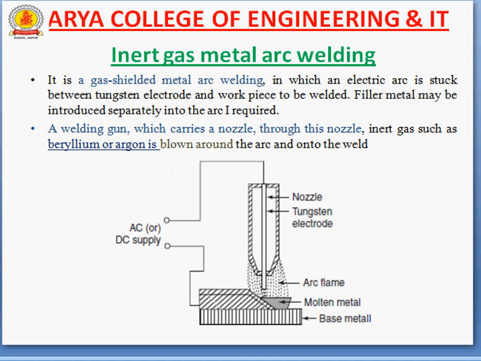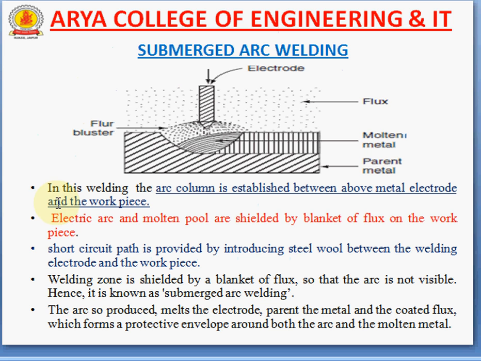Now we will discuss submerged arc welding. This welding is very simple. The arc column is generally established between the metal electrode and the workpiece. The electric arc and molten pool are shielded by a blanket of flux. We have seen in this diagram the black dotted area shows the flux of the system, and these are the molten metal, these are the parent metal, and these are the flux cluster.